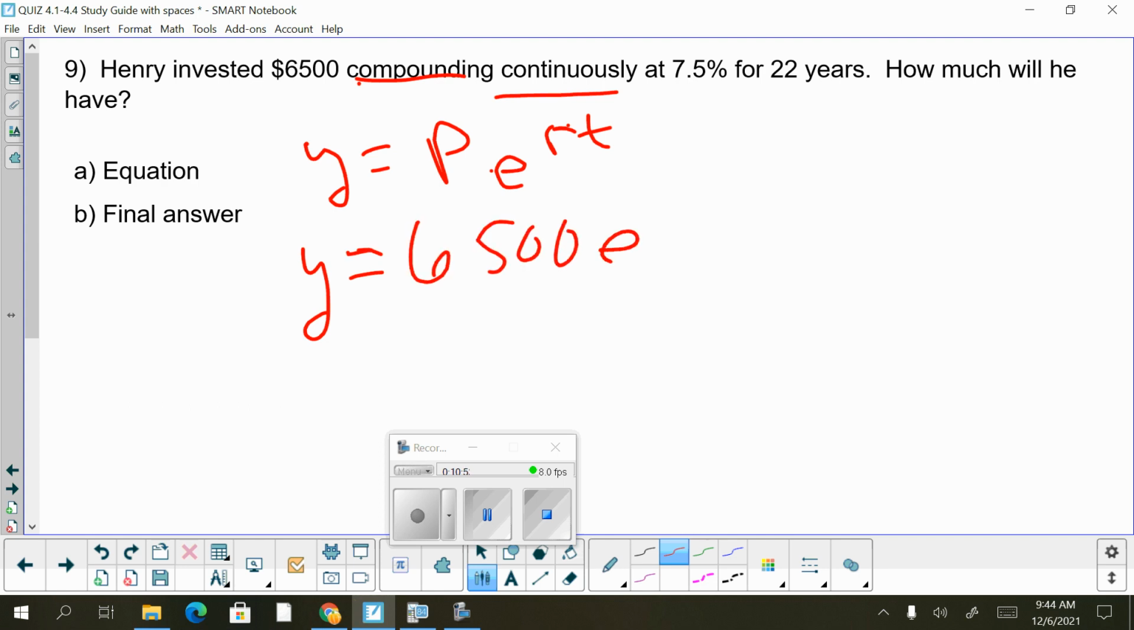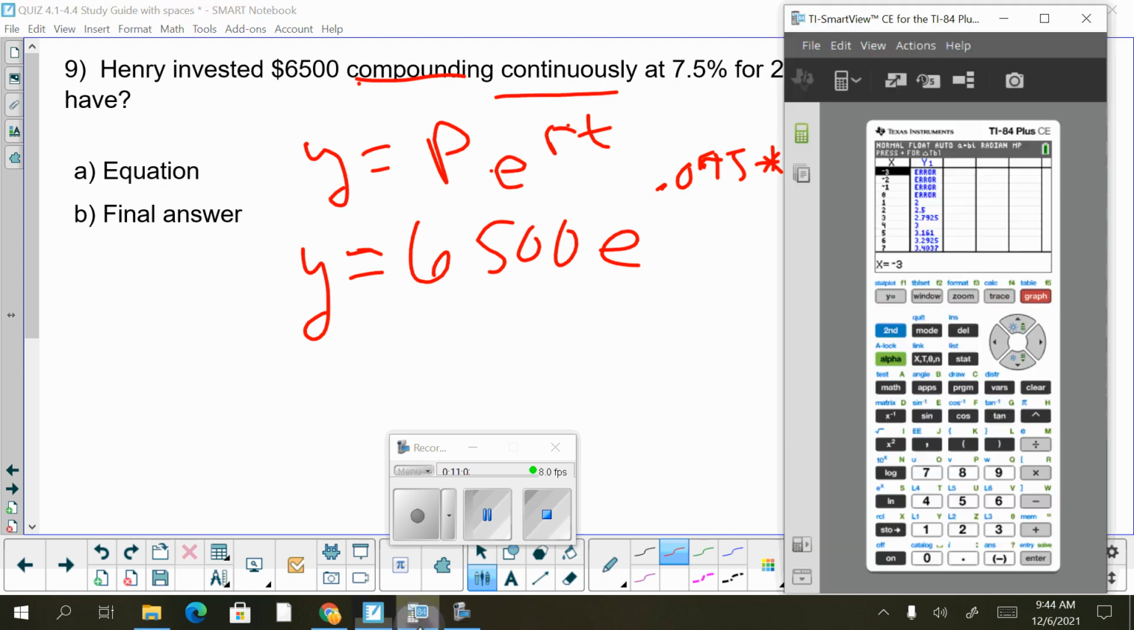6,500 to start, and then our exponent will be 0.075 times, looks like he's doing this for 22 years. So let's type it in on the home screen. 6,500. The e button that I like to use is second ln, right there. It didn't come up. 6,500 second ln. There it is.